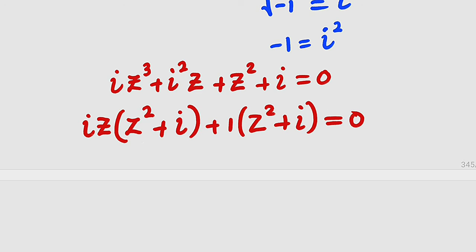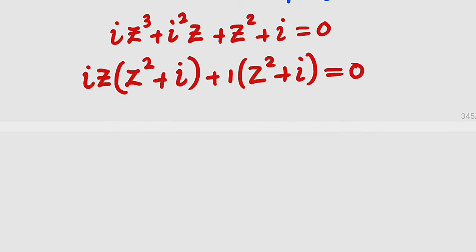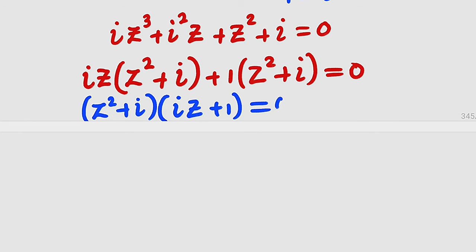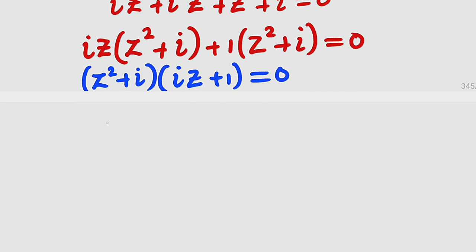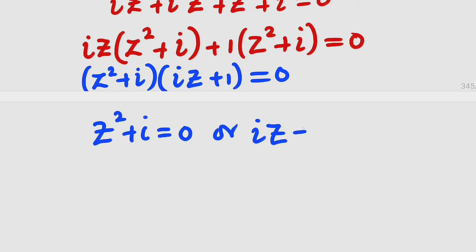Now you can see that z squared plus i is what we have in common. So we can further factorize it. So this becomes z squared plus i multiplied by iz plus 1, the whole of this equal to 0. Now we have two factors. Either z squared plus i equal to 0 or iz plus 1 equal to 0.